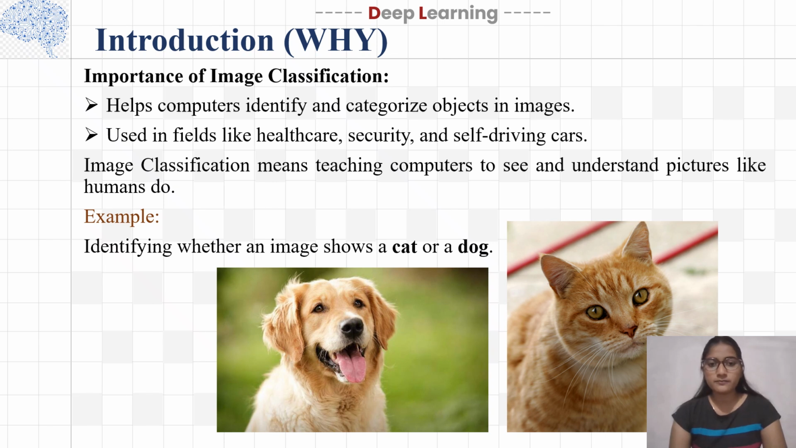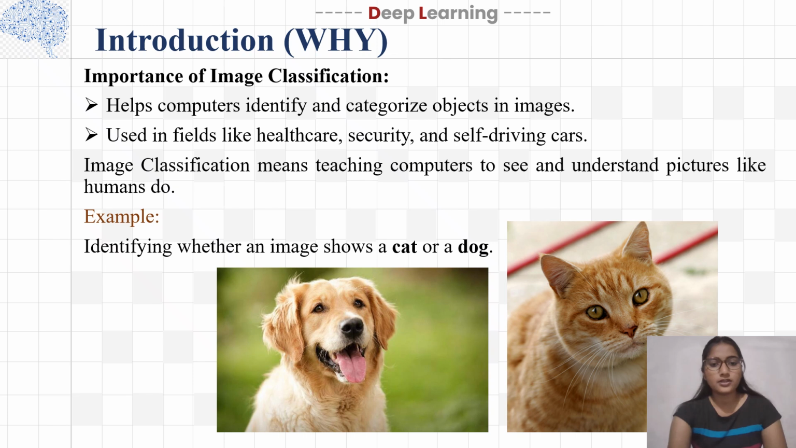This is used in many areas of our lives. For example, in healthcare, doctors use AI systems to analyze X-rays and detect diseases. Even in security, cameras use facial recognition to identify people. And in self-driving cars, image classification helps the vehicles recognize roads, pedestrians, and traffic signs. In simple words, image classification teaches computers to see and understand pictures, just like a human does.